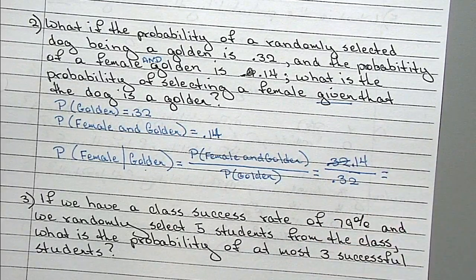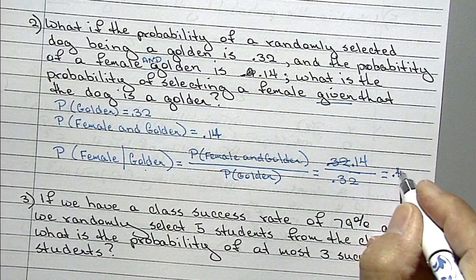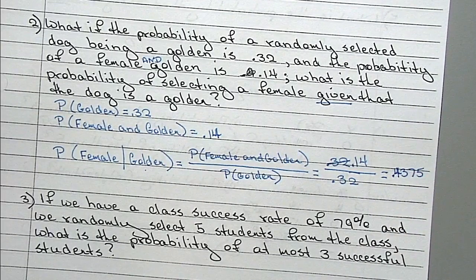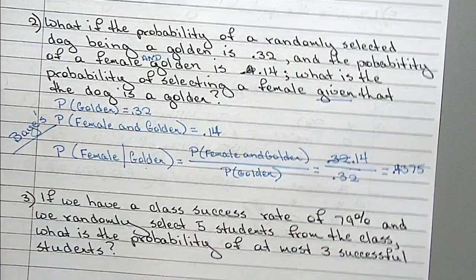What do you get? Anybody? Go to 4 decimal places. What'd you get? How does that look to you? 0.4375? Do you understand it? It's Bayes' theorem. You can write Bayes out here if you want to, so that you look for that formula. Make sure you know how to use it, okay?